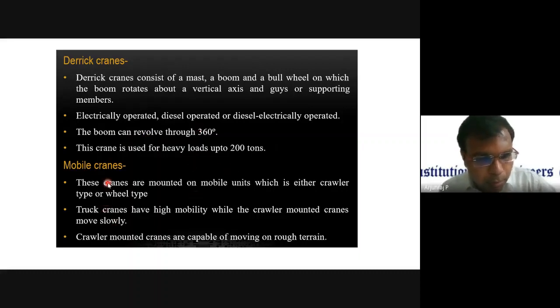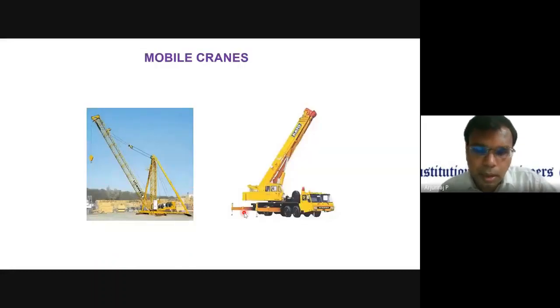The next important type is the mobile crane, where these cranes are mounted on a mobile unit, which is either crawler type or wheel type. Truck cranes have high mobility, while with crawler mounts the travel will be very slow. And as I was saying, the crawler can be used for rough roads, rough terrain, or a mountain region, where you can go for a crawler rather than a wheeled type. A mobile crane with crawler mounting is capable of moving even in a mountain region or in rough road conditions.